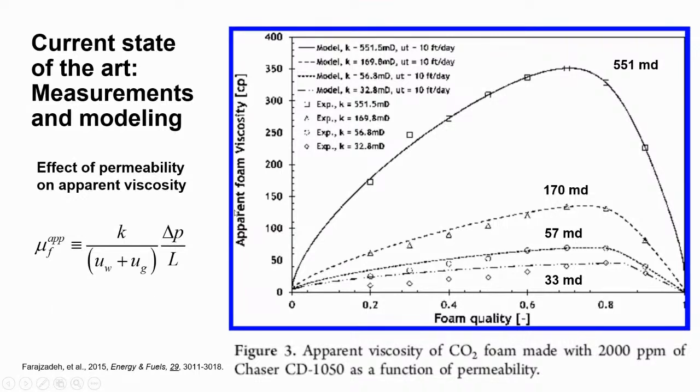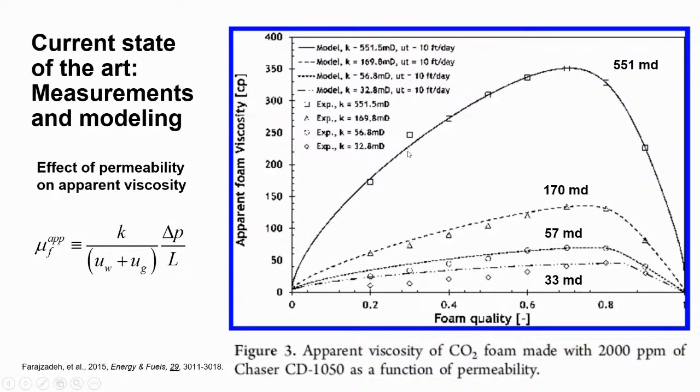So now let's see what the apparent viscosity looks like. We have apparent viscosity on this scale from 0 to 400 centipoise. And on this scale, we have the foam quality. The foam quality is the gas fractional flow, that is, the gas flux divided by the water plus gas flux. Or we just call it fractional flow or foam quality. We have results for several different permeability porous media: 551 millidarcy, 170 millidarcy, 57 millidarcy, and 33 millidarcy. Over an order of magnitude change in permeability, we see a change in apparent viscosity.